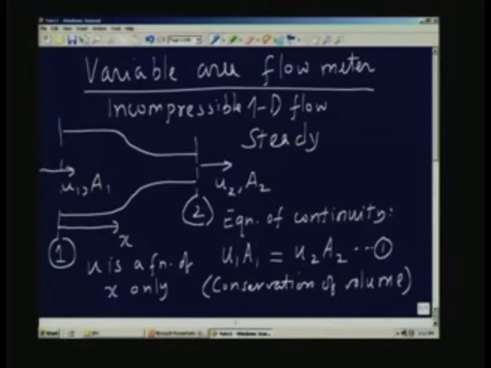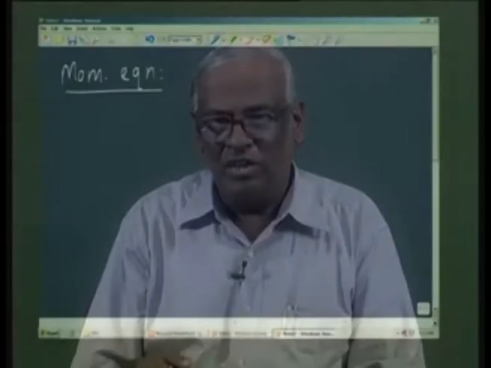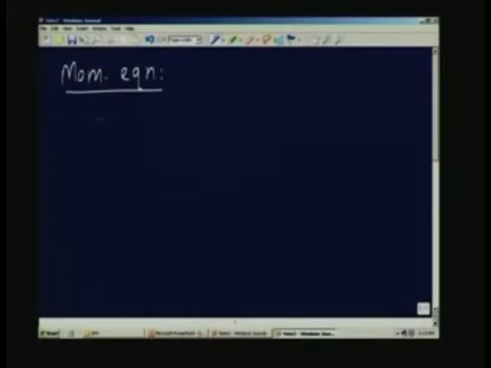The second equation I am going to use is the momentum equation, which can be actually integrated, assuming that the velocity is constant across the cross section. We can integrate the momentum equation, which is nothing but a statement of conservation of momentum, in the following form. So, P1 by rho plus U1 squared by 2 is equal to P2 by rho plus U2 squared by 2. This is equation number 2.